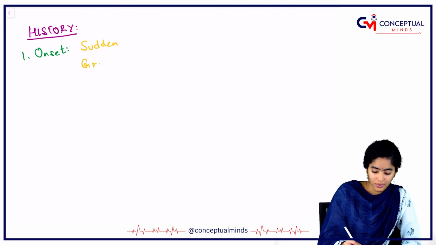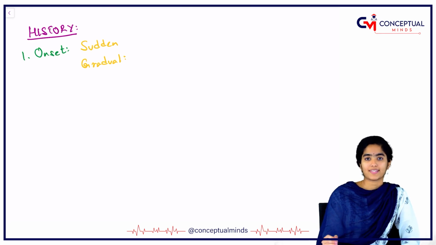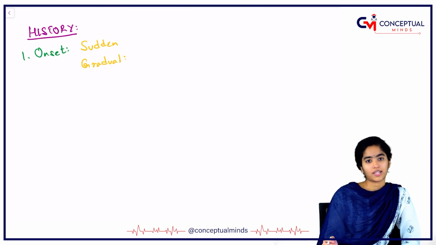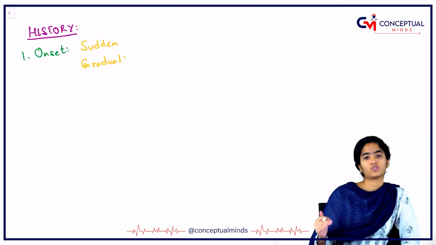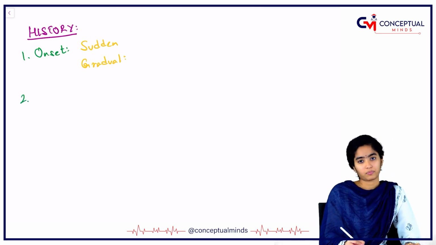Ear pain could also be gradual. When is gradual pain seen? In otitis externa that is secondary to CSOM. If there is any malignant condition of the ear, that will also take a very gradual onset. So you have asked about the onset.